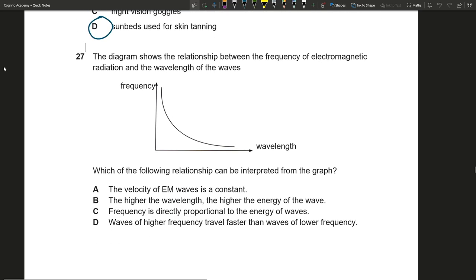27. The diagram shows the relationship between the frequency of electromagnetic radiation and the wavelength of the waves. So which of the following relationships can be interpreted from the graph? Remember that v equals f lambda. v is the velocity of the wave, f is our frequency and lambda is our wavelength. So if we have a constant velocity, we have f equals v over lambda. We have a reciprocal relationship between frequency and wavelength, which is what is shown here. So if the velocity is constant, we will get this graph. A is correct. Let's look at the other answers for completeness here.